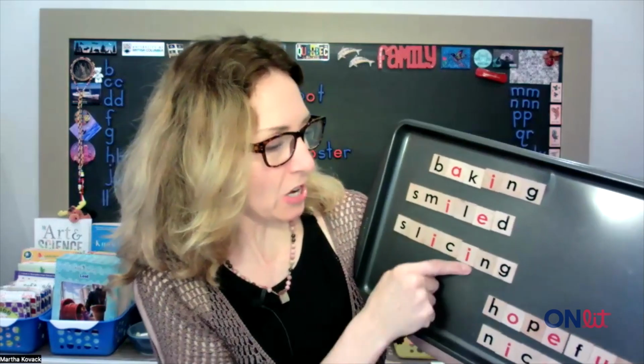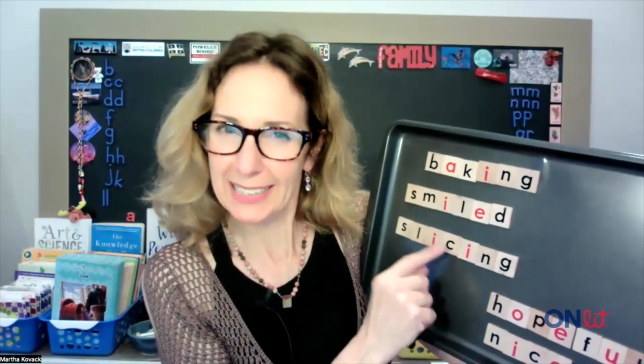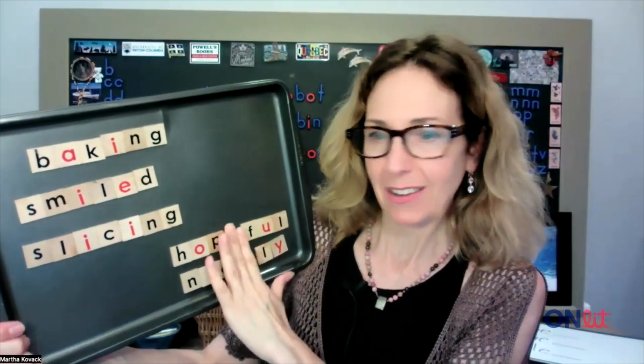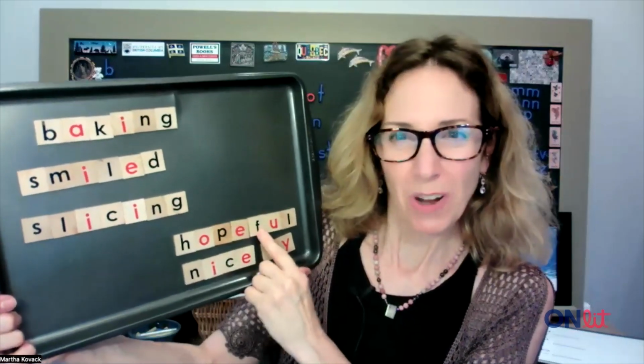Just notice that when you are using a word like slice, you want to make sure that you've taught them the soft C. That when there's an E, I, or Y after the C, it'll make it soft sound S. So when don't we use this pattern? Well, with hopeful, what do you notice? What does full start with? A consonant, not a vowel. And how about nicely? There's a consonant here, L. It doesn't start with a vowel, so we don't drop the E.